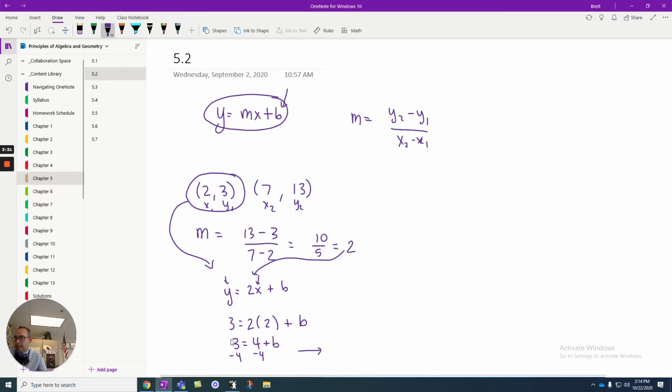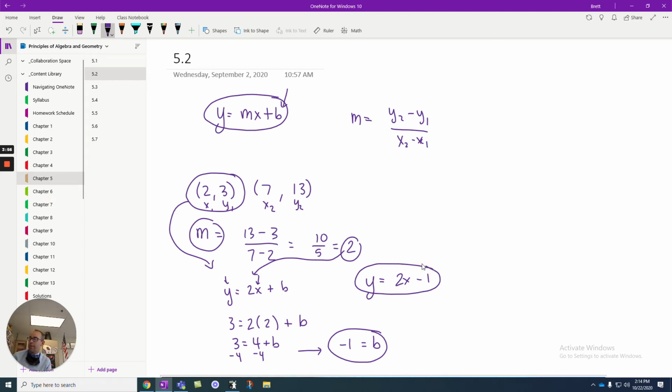That will tell me, if I take 3 minus 4, that negative 1 equals b. If I know that b is negative 1, and I already know that my slope is 2, then I should be able to write the equation y equals 2x minus 1. And there's my equation. It's all about how we can dig out those 2 pieces of information.